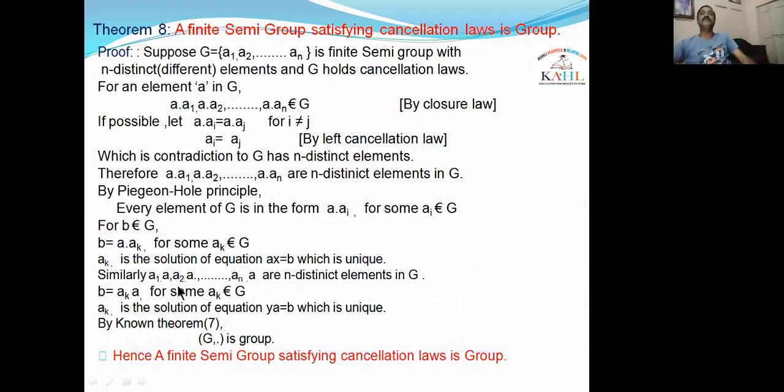Similarly, if we prove that a1a, a2a, ..., ana are all n distinct elements in G, because we have multiplied by a on the left side for the elements of G, a1, a2, ..., an. Similarly, we prove that b = aka for some ak belonging to G. Here this is the equation ya = b, where y is replaced with ak, that means ak is a solution of ya = b, which is unique. Now we have proved that ax = b has a unique solution and ya = b has a unique solution. By the known theorem, the previous theorem, (G, ·) is a group.